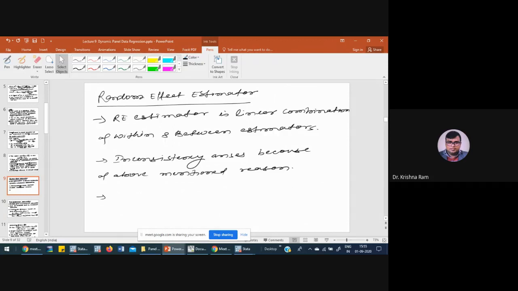So the random effect estimator again gives us biased and inconsistent estimates, and it is because of the reason mentioned in the case of the fixed effect model. Since the random effect model is a linear combination of the within and between estimators, and the within estimator is giving us a biased result, obviously the random effect gives us a biased result.